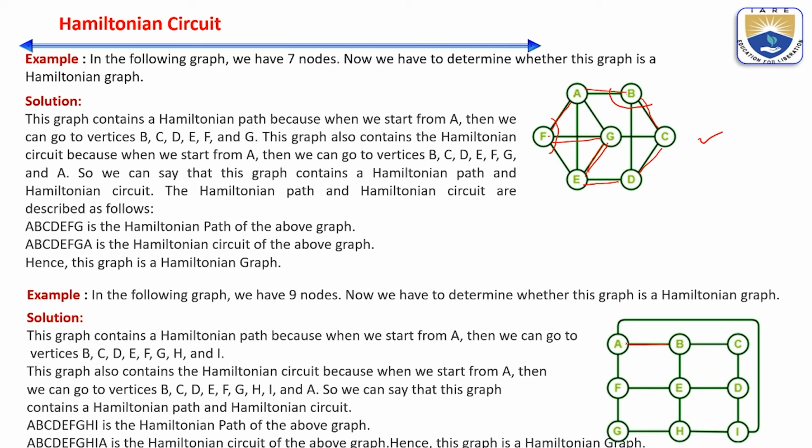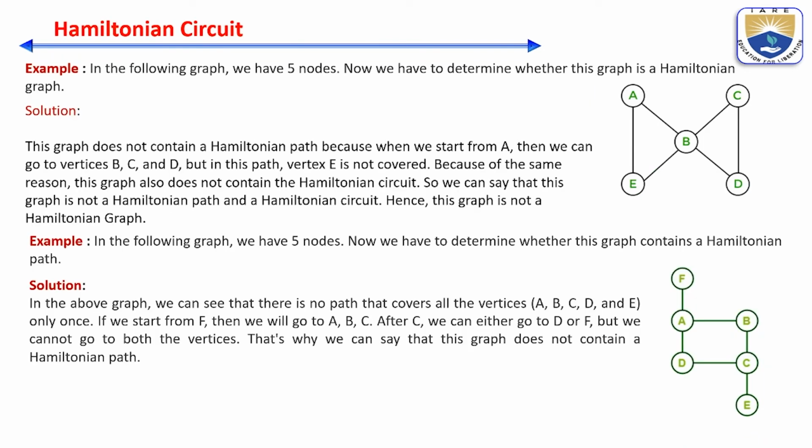Then I am just moving A to B, B to C, C to D, and next D to E, E to F, F to G, G to H, H to I. From I, we are going to move to A. So A, B, C, D, E, F, G, H, I to A. So we can say that this is also a Hamiltonian graph, and the Hamiltonian circuit is like this: A to B, B to C, C to D, E, F, G, H, I, then A. This is a Hamiltonian circuit.